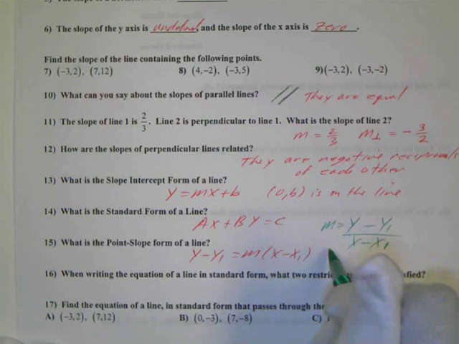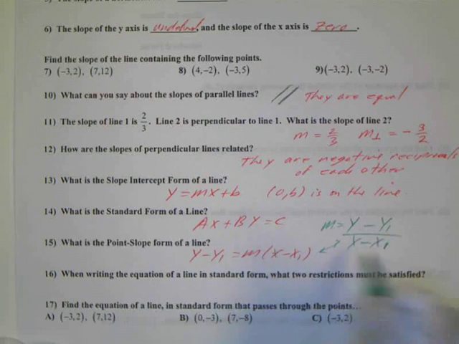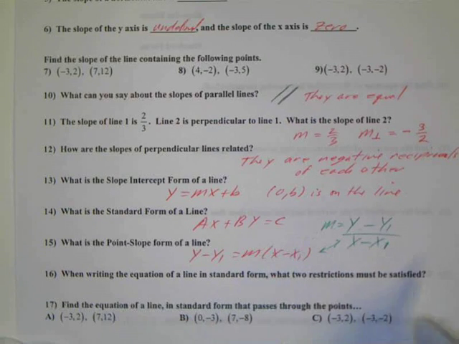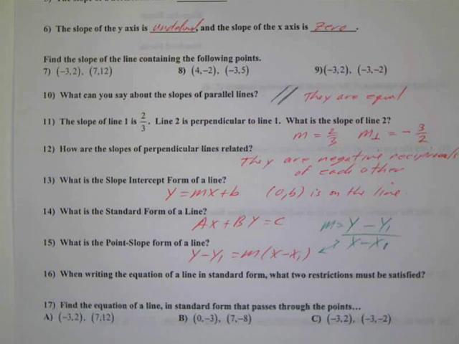This is another, you could write it like this, because all I have to do is multiply both sides by x minus x1, and then use the symmetric property of equality.